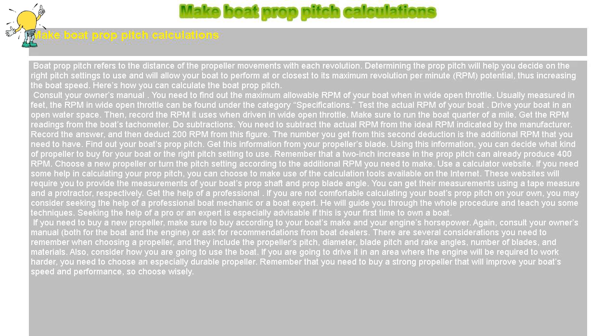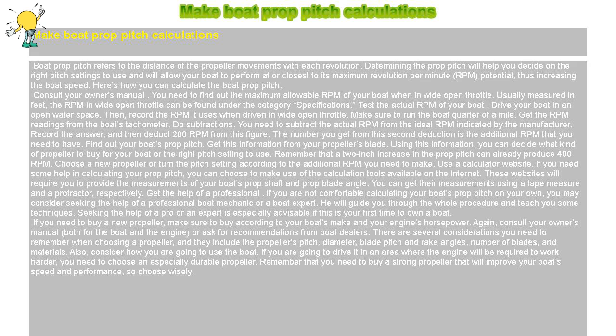Do subtractions. You need to subtract the actual RPM from the ideal RPM indicated by the manufacturer. Record the answer, and then deduct 200 RPM from this figure. The number you get from this second deduction is the additional RPM that you need to have.